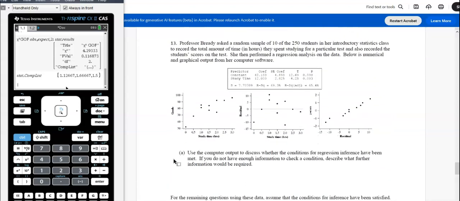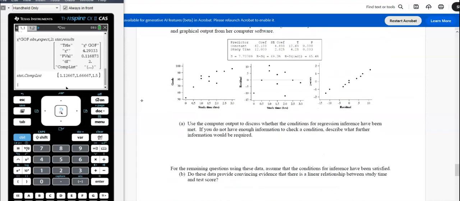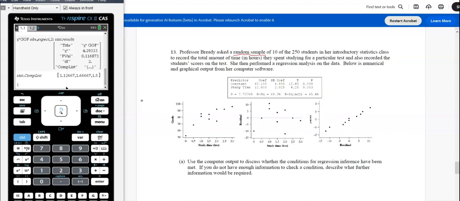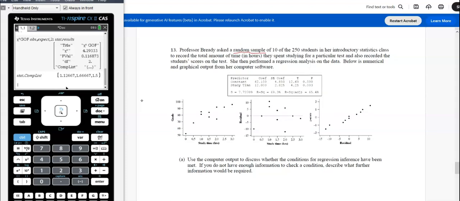So they've got a whole bunch of data here for us. Professor Breedy asked a random sample of 10 of the 250. So I'm just going to underline that because I'll need that in a minute. 10 of the 250 students in her introductory class to record the total amount of time in hours they spent studying for a particular test, and also record a student's score on the test. She then performed a regression analysis of the data. Below is numerical and graphical output. Great. Using computer software, discuss whether the conditions for inference have been met. So you don't have to describe what further information will be required.